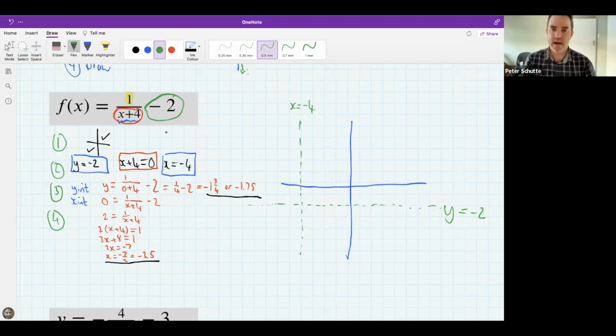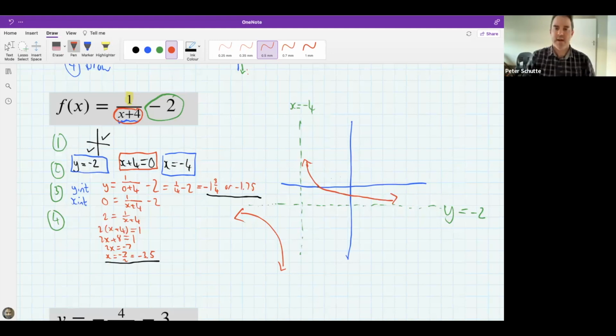Now I have to decide, well, I know which quadrants I'm drawing in. I'm drawing in this quadrant over here and this quadrant at the bottom. So that one is going to look like this. And this one is going to look like, it's probably not the best. Let me try that again. It looks something like that.